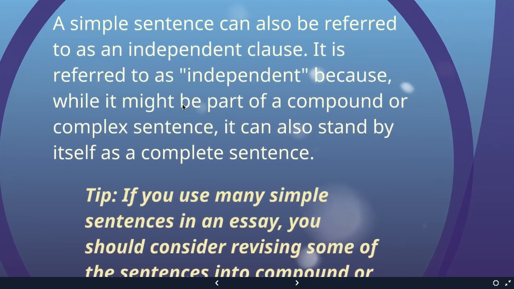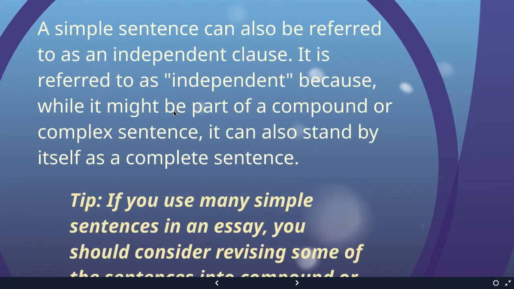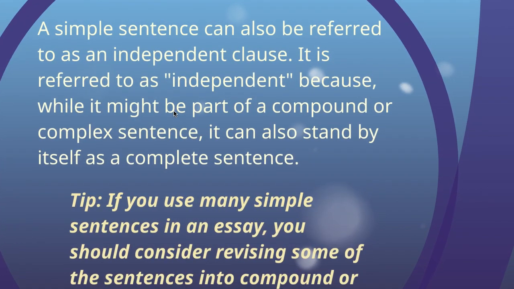All right. So just to clarify, and really Kat was getting towards this when she talked about if you took out the word but. A simple sentence can also be referred to as what's called an independent clause. It's referred to as independent because while it might be part of a lengthier sentence like a compound or complex sentence, it also can stand by itself as a complete sentence. So if you have a sentence that has an independent clause, that means embedded within that sentence you have a sentence that could stand alone on itself.